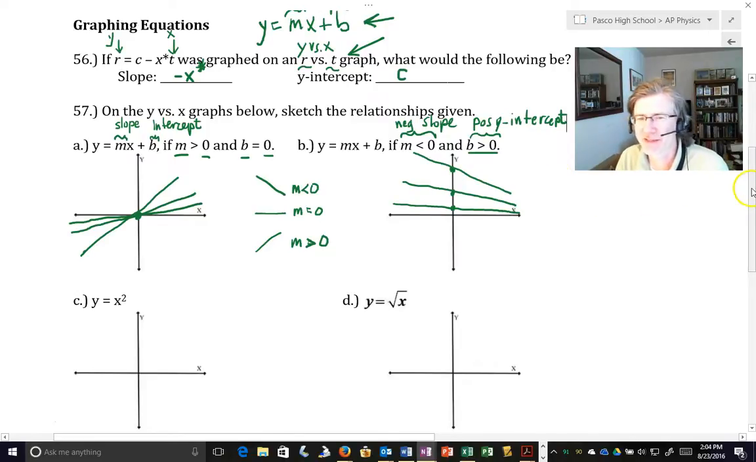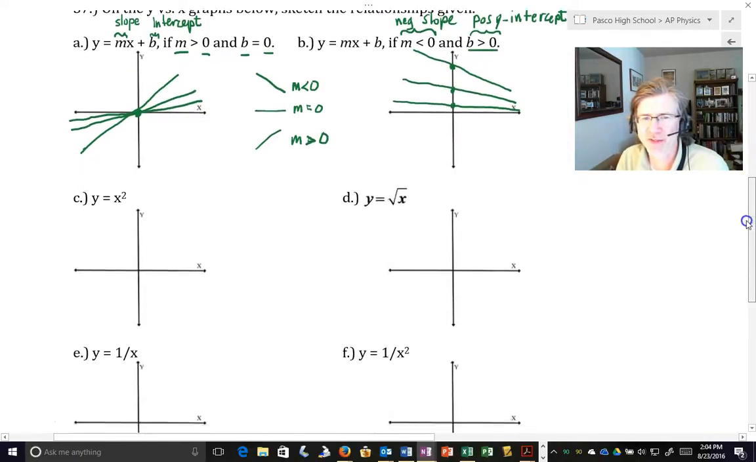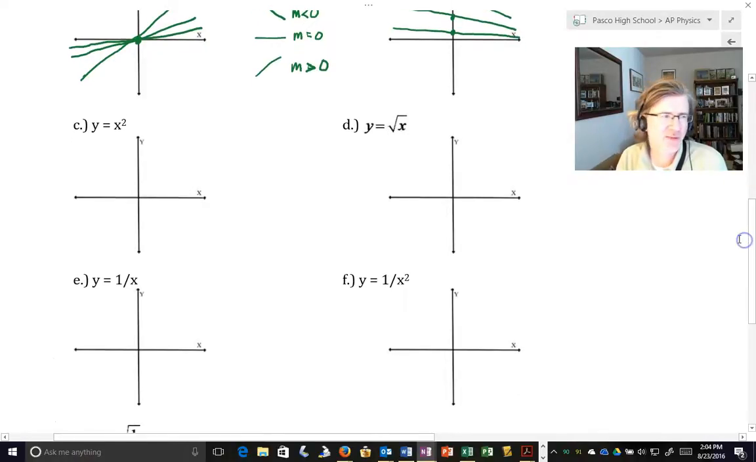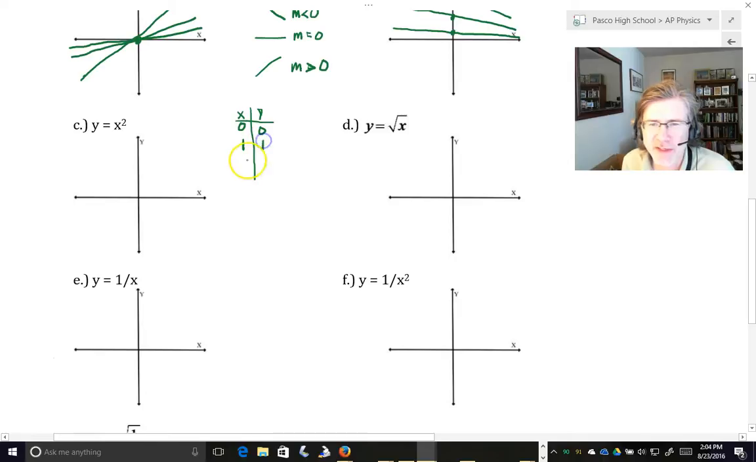Let's take a look at the next questions here. Question C. Y equals x squared. What does y equals x squared look like? Well, you can do a table. X and y. If x equals 0, y is x squared, so 0. If x equals 1, y equals 1. If x equals 2, y equals 4, because y equals x squared.